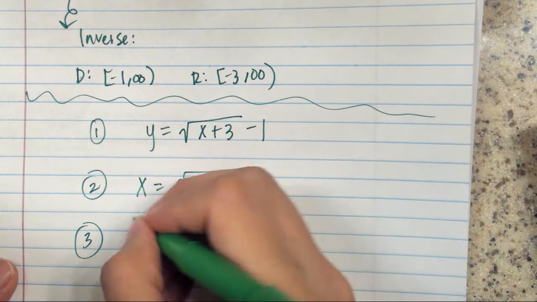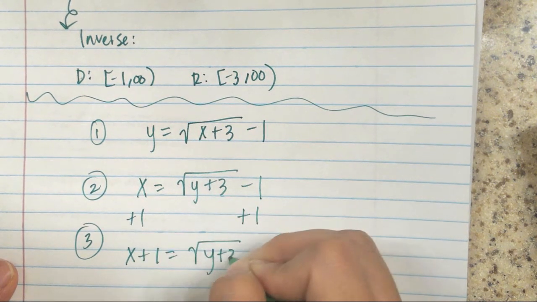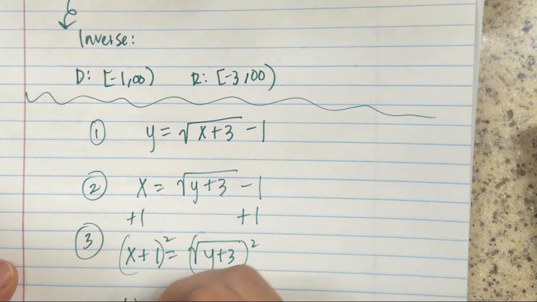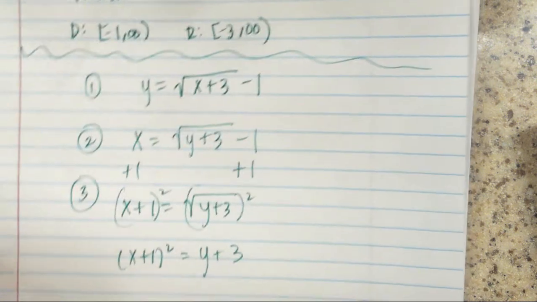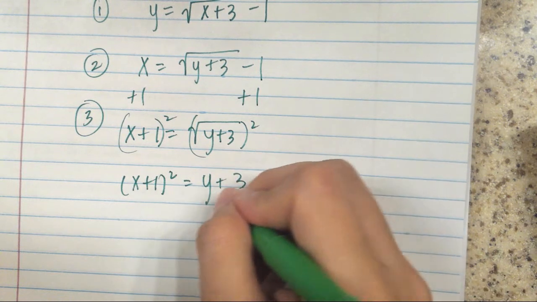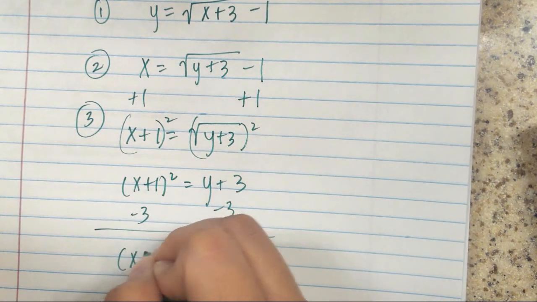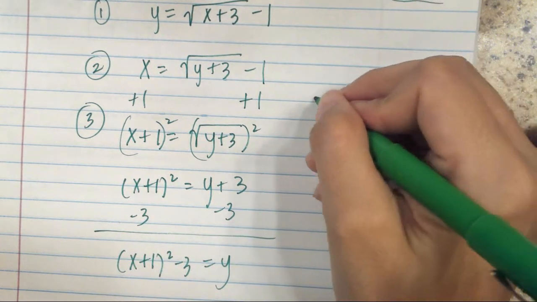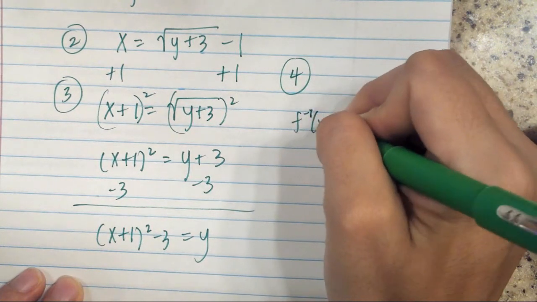So I'm going to add 1 to both sides. So you get x plus 1 equals the square root of y plus 3. Then I'm going to square both sides. So you get x plus 1 squared equals y plus 3. And then I'm going to subtract 3 from both sides. So you get x plus 1 squared minus 3. So that is now the equation of your inverse, and I'm going to replace it with function notation.